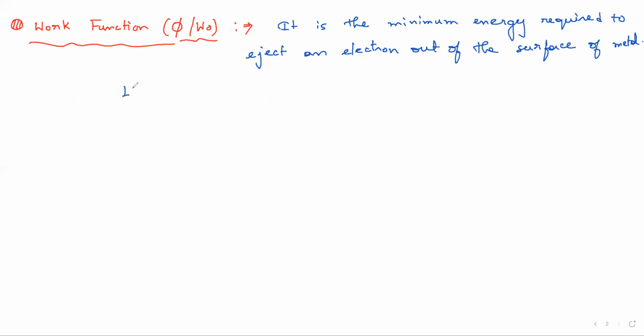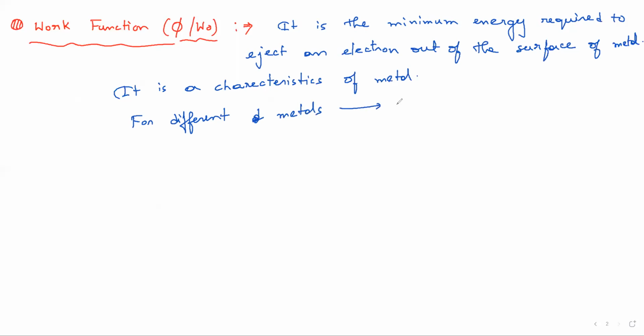And it is a characteristic property. That means for different metals, work function values are different. It is a characteristic property of metal. For different metals, work function is different.